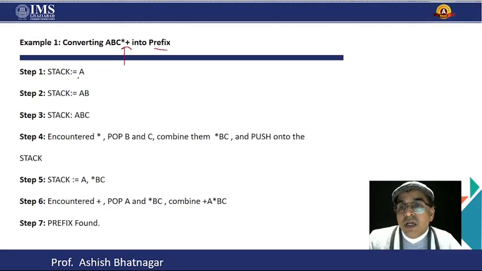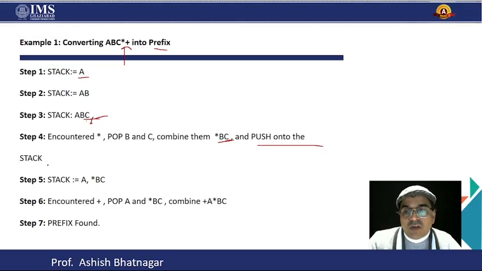So accordingly, we have just to push operand A onto the stack, operand B onto the stack once again, and operand C onto the stack once again. So currently the top of stack is C. Okay, and we find out we have encountered the star. That means we have just to pop out B and C and combine them like that, star BC, and push onto the stack once again.